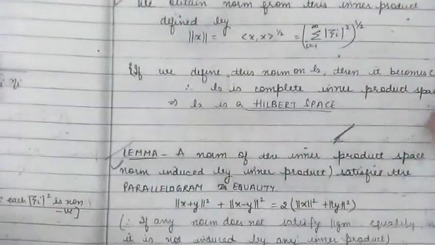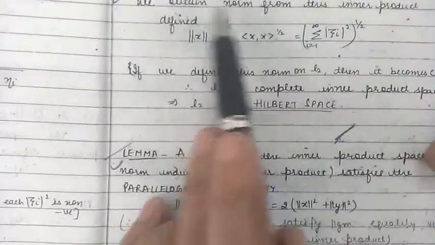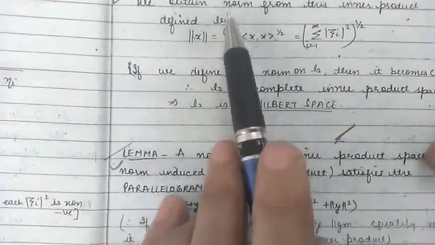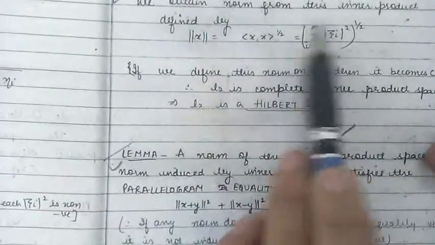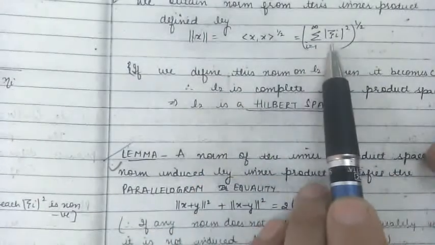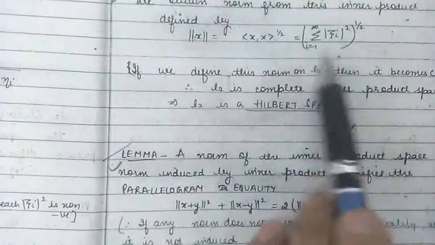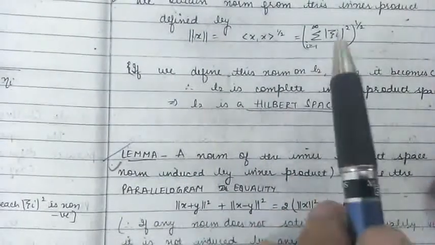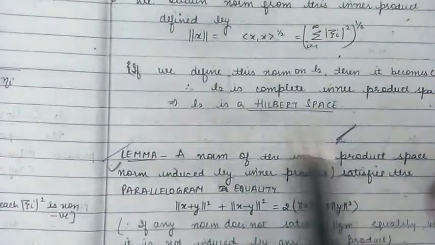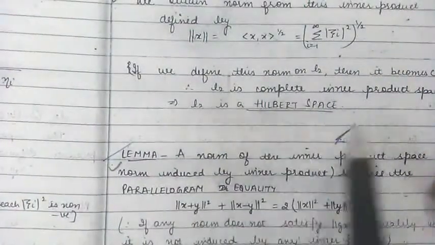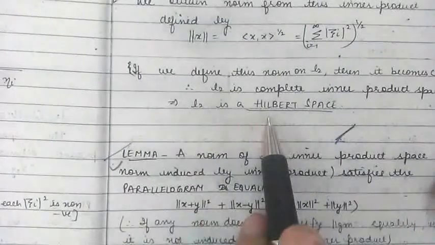Now we define the metric. In order to define the metric, let us firstly define norm. By using the inner product, norm is the square root of summation xi mod square. With this norm on L2, the space, that is the complete metric space. So L2 is complete. So we can say that L2 is Hilbert space.